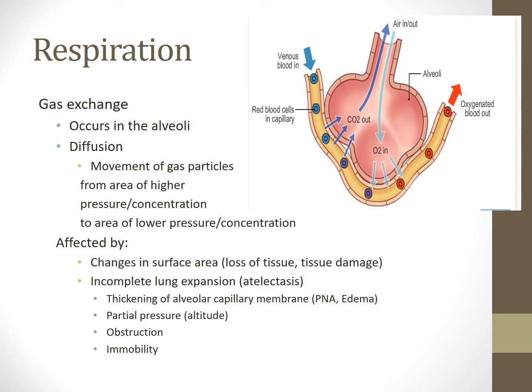Gas exchange and diffusion can be affected by, as I said earlier, surface area, so loss of tissue or any tissue damage, incomplete lung expansion or collapse of the alveoli. These can prevent those pressure changes. Again, obstruction, just immobility, and us not expanding our lungs as fully. That's why I said it was important to understand the anatomy, so that we can realize if our patients have some of these problems, that it's going to affect their gas exchange and their oxygenation.